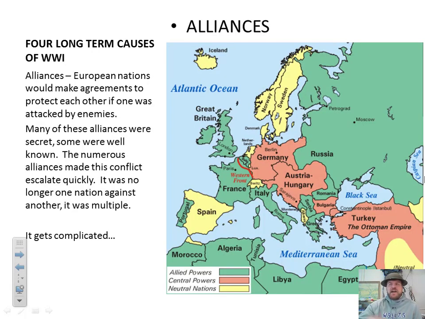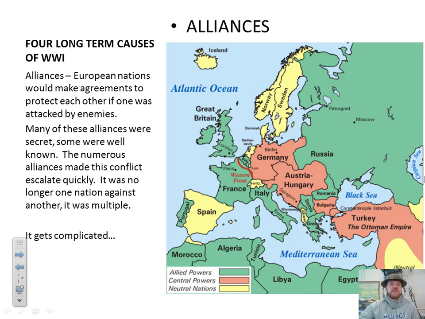Alliances. So as these countries are starting to militarize, they also figure out, hey, strength in numbers. If I can get a couple other countries on my side, if I am getting invaded, that'll increase my chances of not being invaded or to fend off an invasion. So a lot of these alliances were kind of secret. People didn't know about them. Other nations weren't aware of certain alliances taking place. Some of the alliances were more outright in the open. People were aware of who was siding with whom.